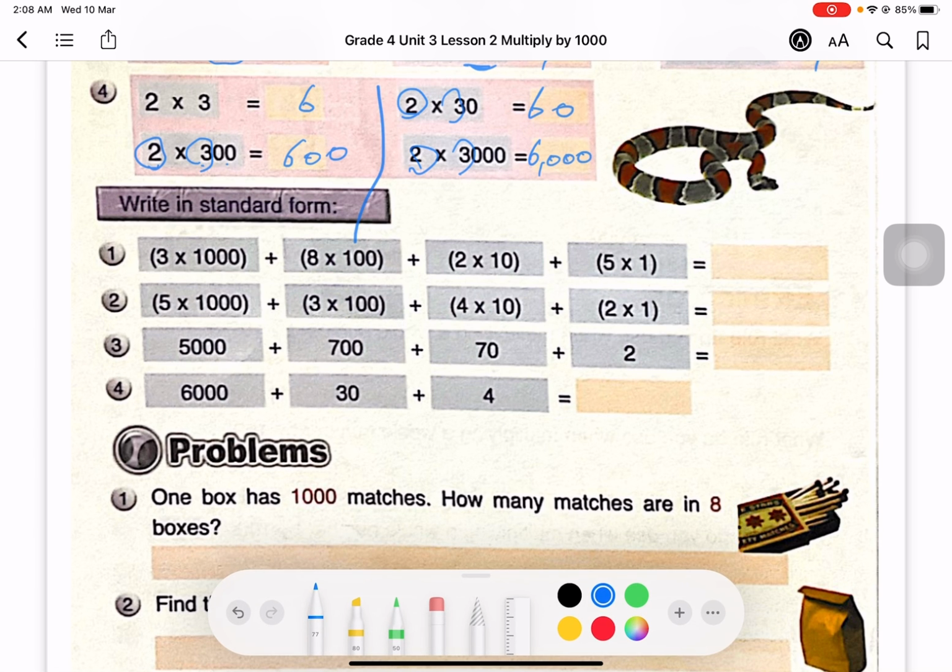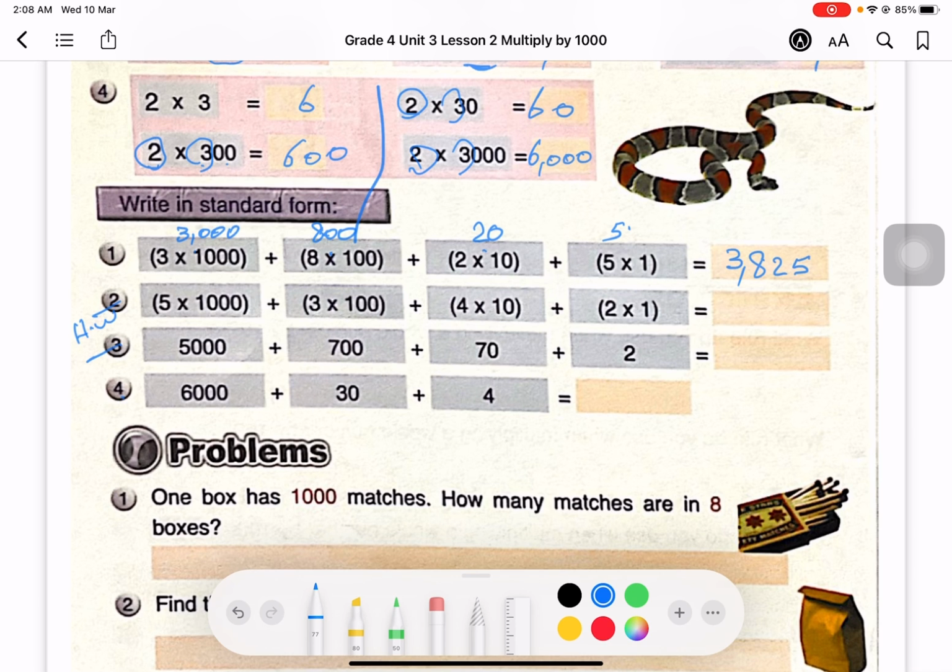Okay, now 3 by 1000, how much? 3000. And here I will write the answers above, 3000. And here how much? It is 800. And here it's 20. And 5 by 1, it's 5. So you need to add all these numbers together. Start with the digit in the thousands, it's a 3. There is no digit, so 3,825. So my number is this, 3,825. Okay, you will do 2 and 3 as a homework, and I will do question 4 now.